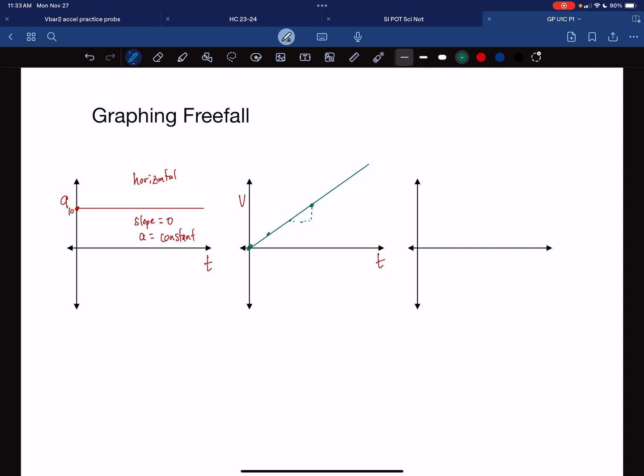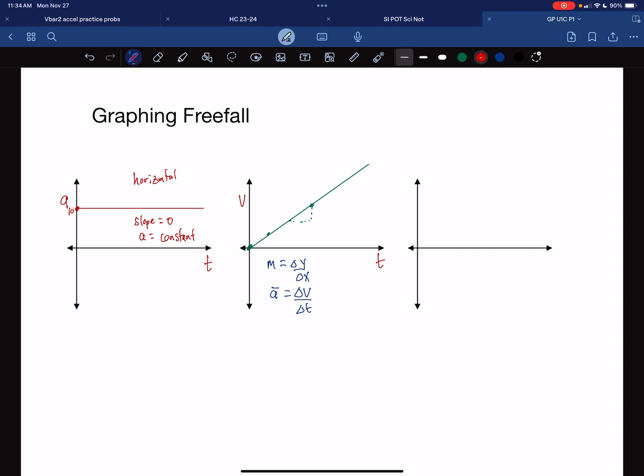Now, in this graph, the slope is the change in y over change in x. The vertical axis, the y-axis, is velocity, so it's change in velocity over change in time, and that is the definition of the average acceleration. So the slope tells us the acceleration, and the slope is constant, making it a straight line.